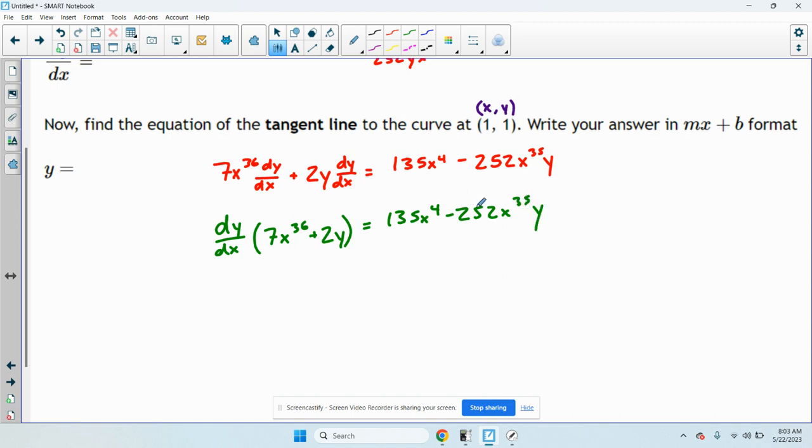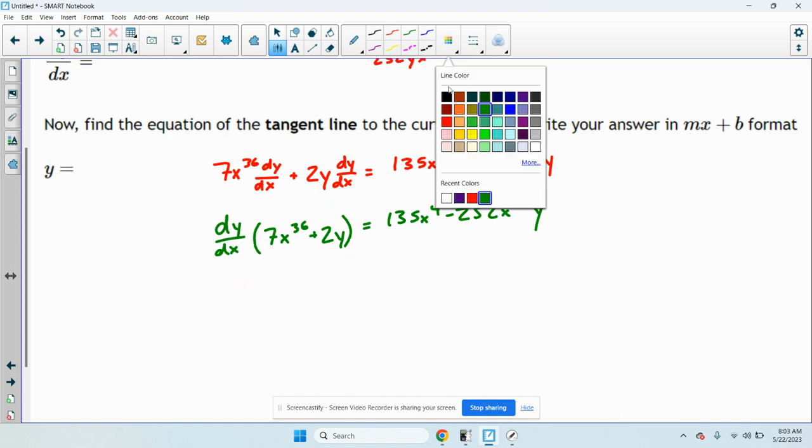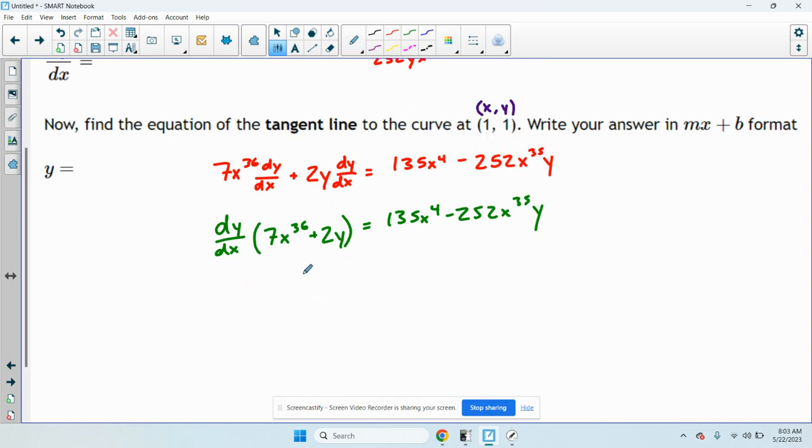Luckily, we only have to plug in one here because we have all these ugly exponents. And lastly, to get dy/dx by itself, I'm going to divide both sides by the parentheses thing. So I have 135 x to the 4th minus 252 x to the 35 y over 7x to the 36 plus 2y. Wow. Okay, so there's our derivative.